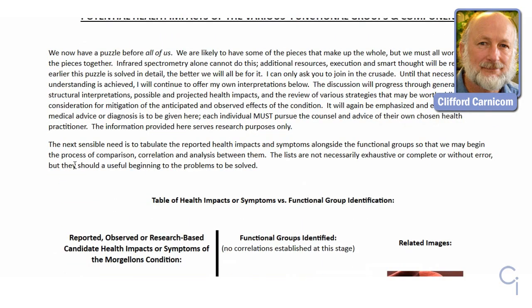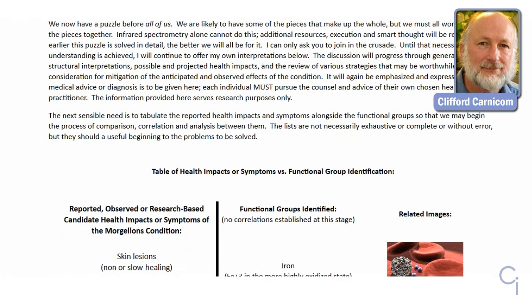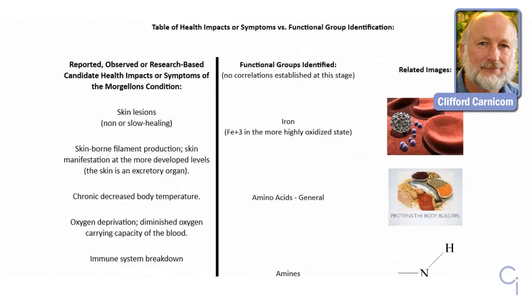I will read the next one because that's what we're going to do. It says, the next sensible need is to tabulate the reported health impacts and symptoms alongside the functional groups, so that we may begin the process of comparison, correlation, and analysis between them. The lists are not necessarily exhaustive or complete or without error, but they should provide a useful beginning to the problems to be solved. So this becomes the basis for the analysis that takes place.